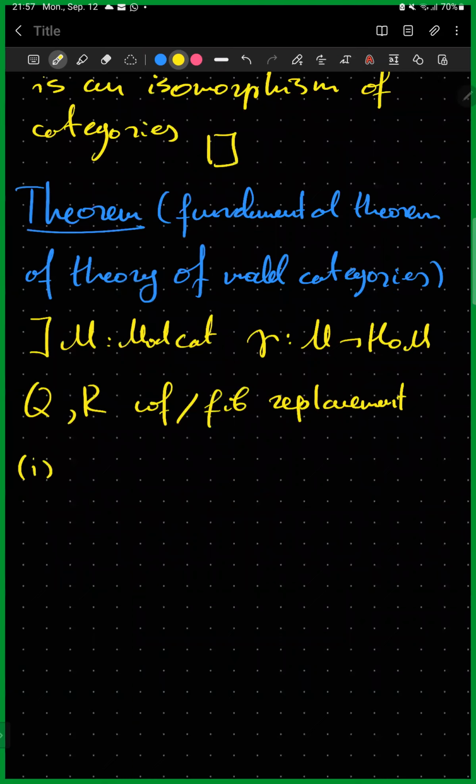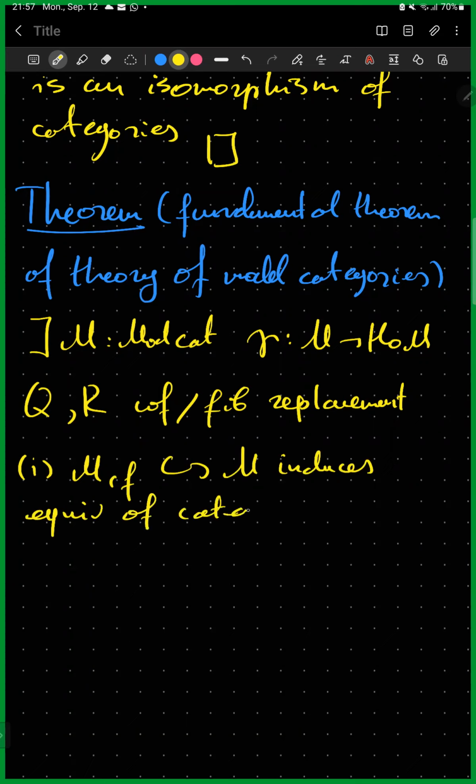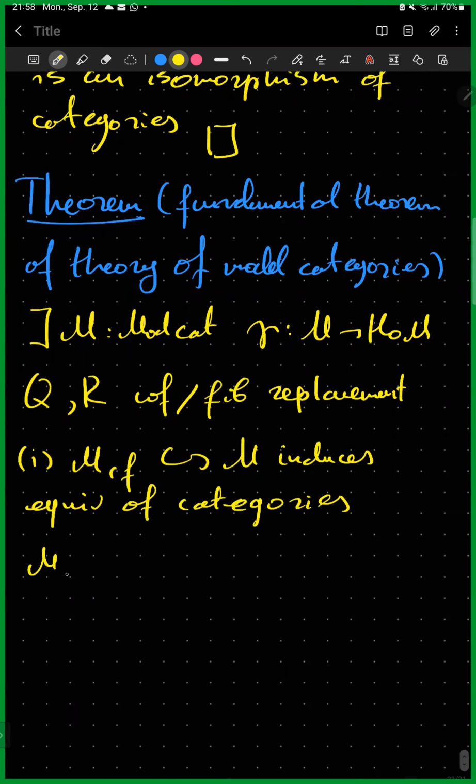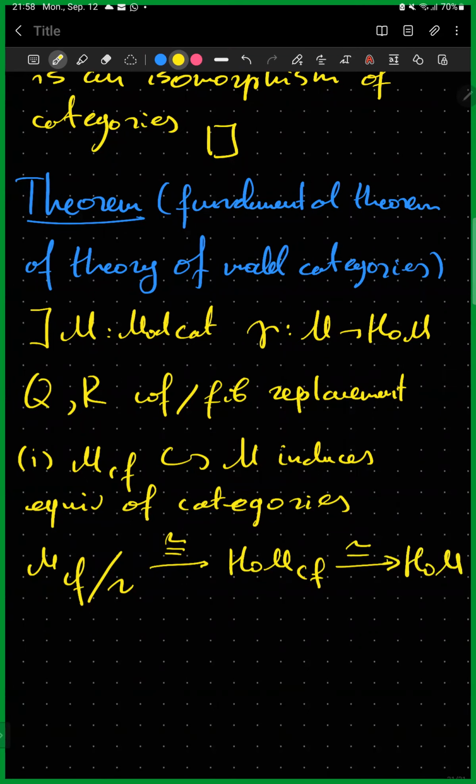Then, first of all, the inclusion of M_cf into M induces an equivalence of categories of the following form. And this quotient category is equivalent to the homotopy category of the whole model category.